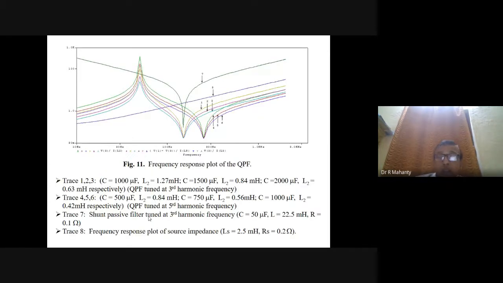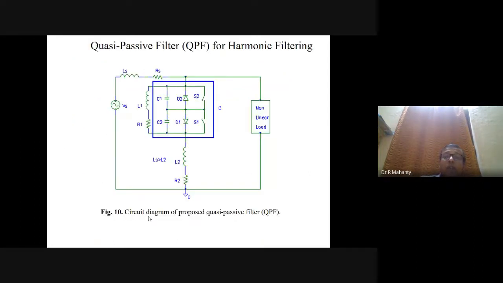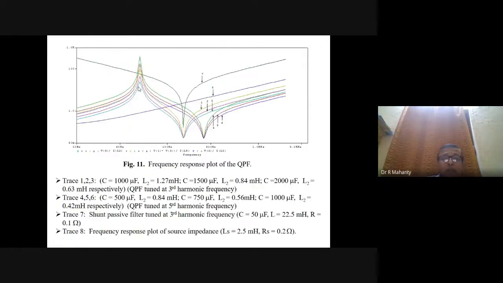Okay, let us understand it by this diagram also. The frequency response plot of the quasi-passive filter. I have termed it as quasi-passive filter. This is different from the shunt passive filter. Now I have taken different values of C. In traces 1, 2, 3, the capacitance values are 1000 microfarad, 1500 microfarad, and 2000 microfarad. And accordingly, the values of inductor L2 are calculated when the QPF is tuned to the third harmonic frequency. And these are the traces shown by 1, 2, and 3.